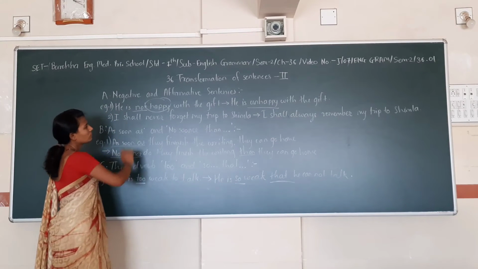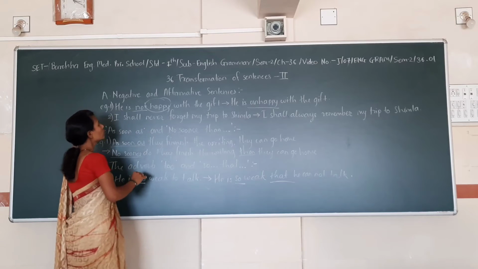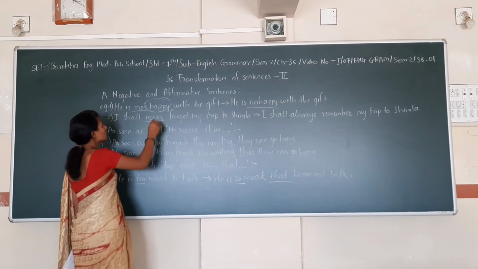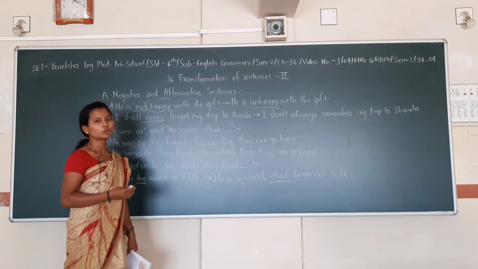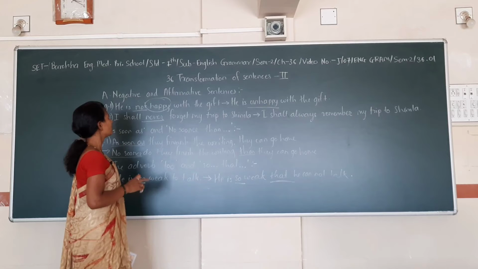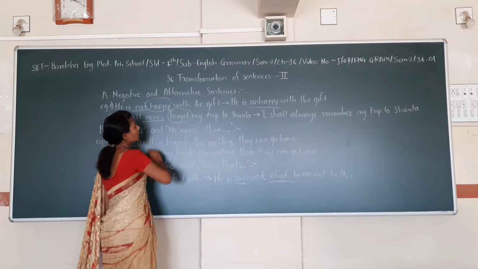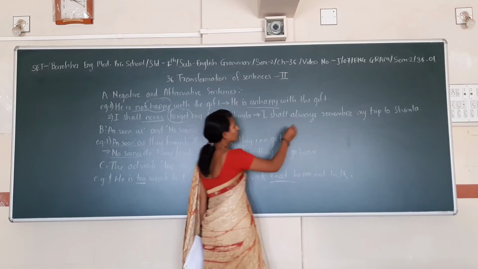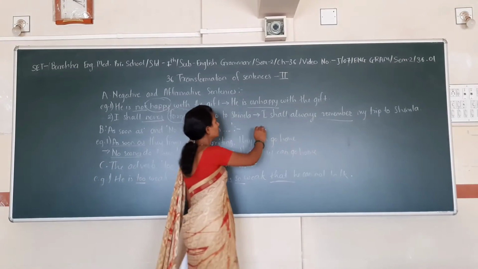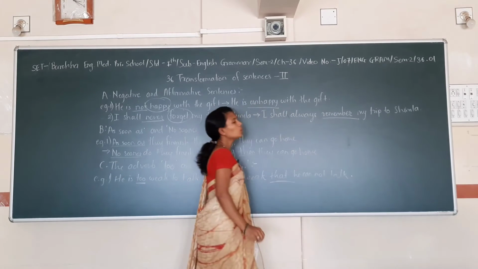Second, I shall never forget my trip to Shimla. So here also, how will you find that it is a negative sentence? You are using this never. Never shows negativity, it is a negative word. So what will you do? What is the opposite of forget? It is remember. So your sentence should be in affirmative: I shall always remember my trip to Shimla.